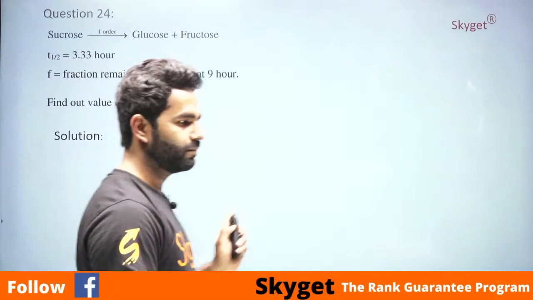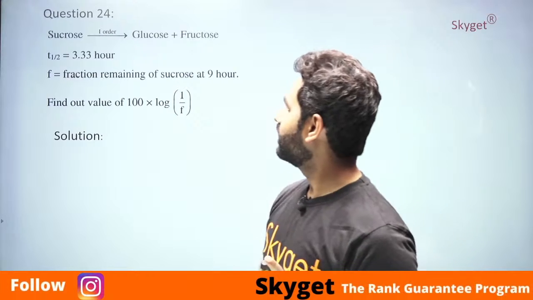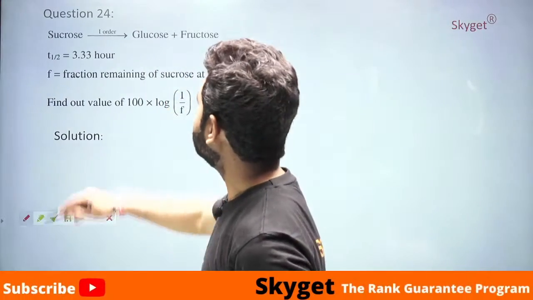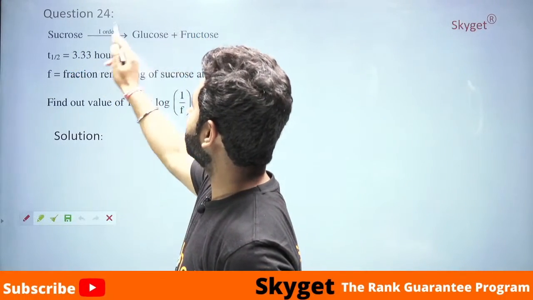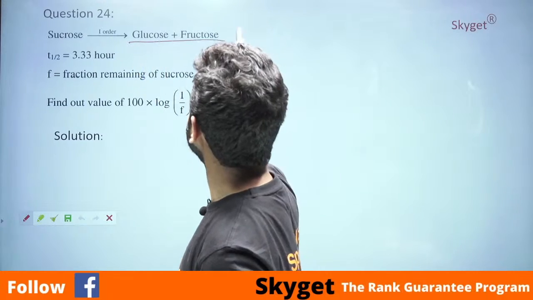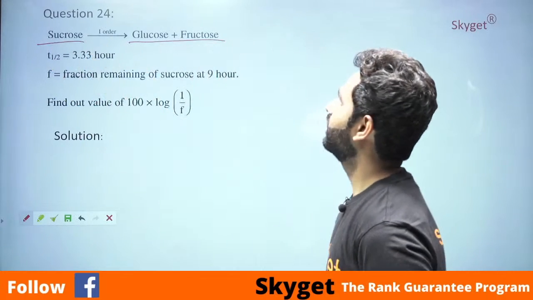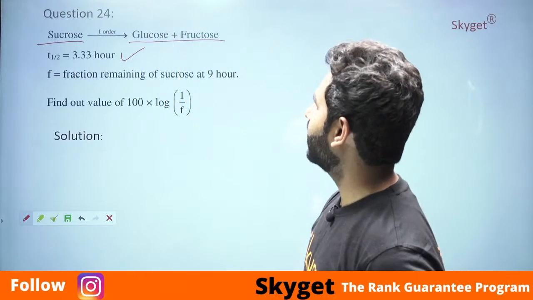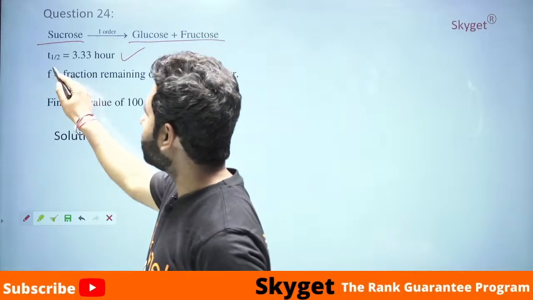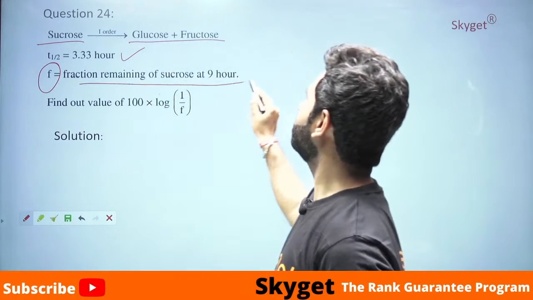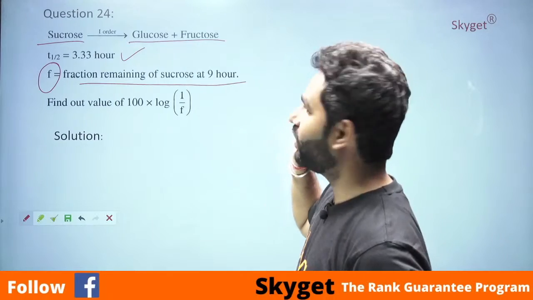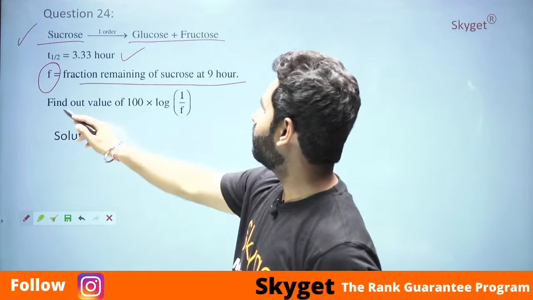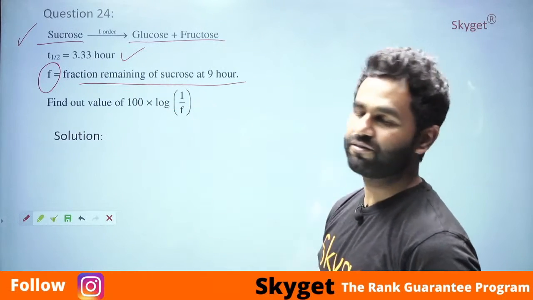Last question of the series. Just pay attention, bear with me. It's an important concept. The question says sucrose gives glucose and fructose, and follows the first order reaction. The question says t half of the reaction is 3.3 hours and F is the fraction which remains after 9 hours. Fraction of what? Reactant. Reactant is sucrose.